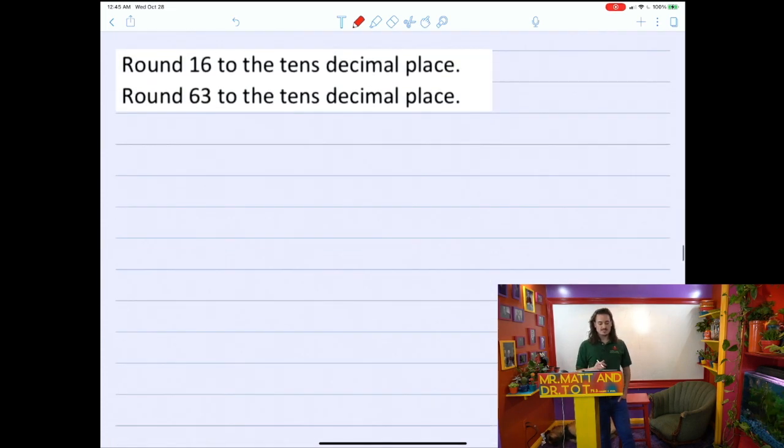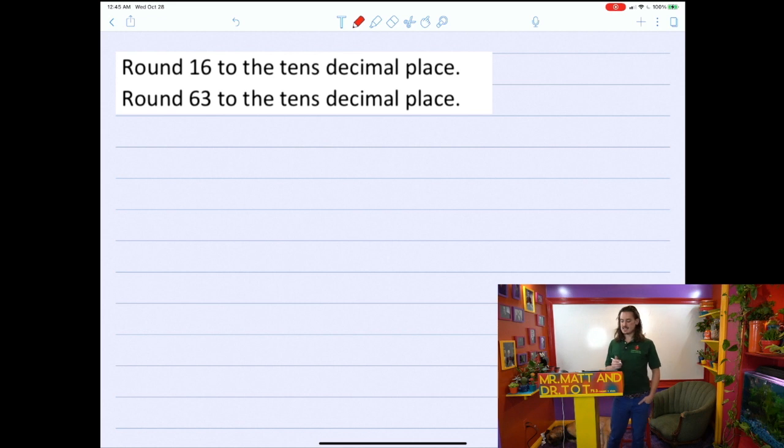I'd like you to round 16 to the tens decimal place, and I'd like you to round 63 to the tens decimal place. I'll give you 1 minute.